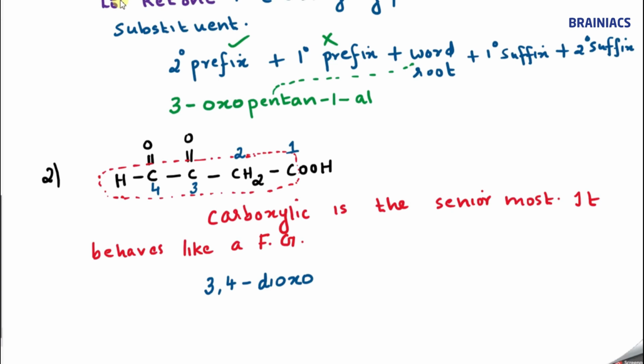Then word root, 4 carbon atoms are there, so we use the term but, correct? Then they are linked through single bond, so we say butane. Then at first position you have oic acid, 1 oic acid, correct? So I can say the name of this compound is 3,4-dioxobutanoic acid or butane-1-oic acid. Okay, so I hope it is clear for you. Now we will try to see the next example.